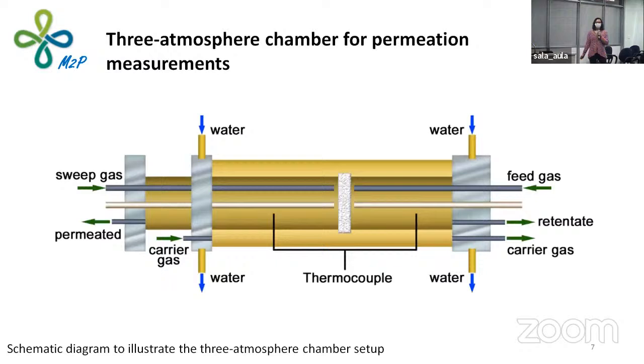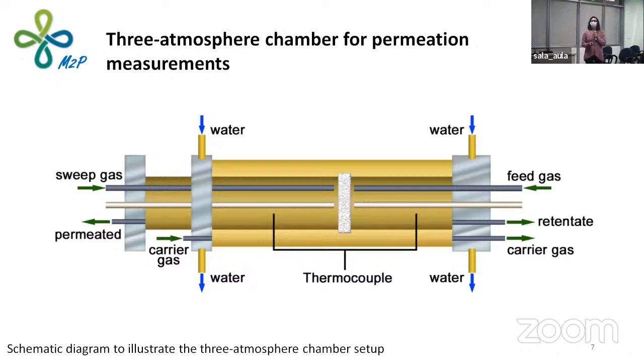This is the 3-atmosphere chamber that we are using. It consists of two aluminum tubes of the same diameter, represented here by this dark yellow, and a third aluminum tube that has a larger diameter that surrounds these other two. The gas tightness is provided by these metal connections that are cooled with water. The membrane is positioned between these two aluminum tubes of the same diameter. We have a small ceramic tube that injects the gas close to the membrane, the sweep gas and the feed gas. And we can measure the temperature of the membrane with thermocouples that are located close to the sample on both sides.